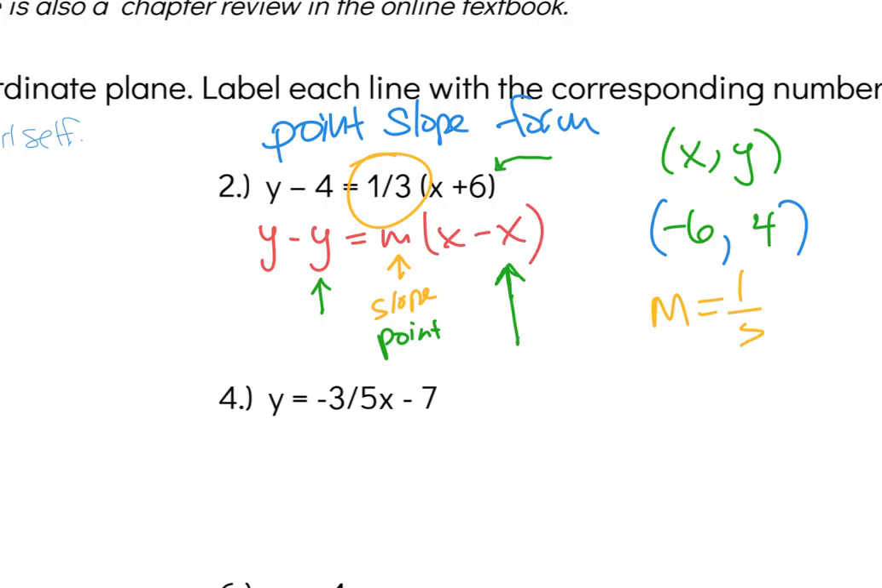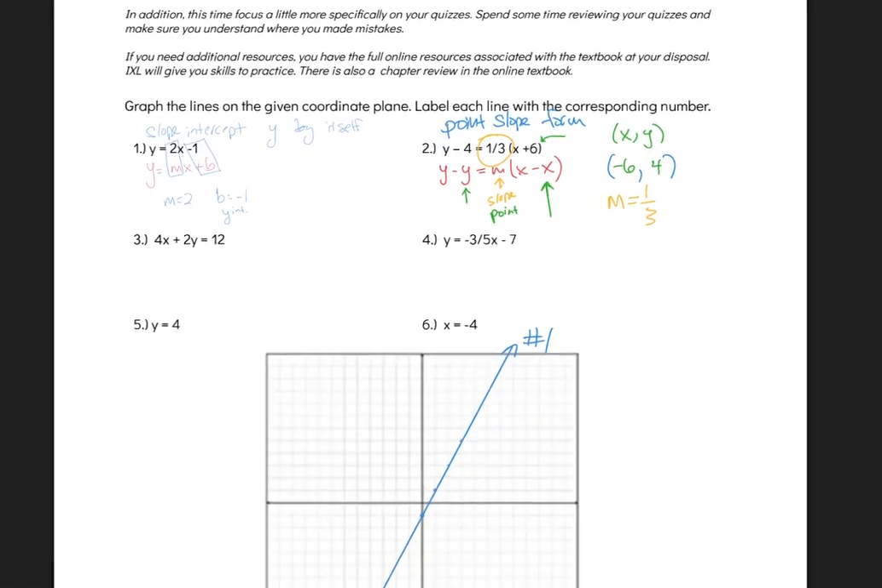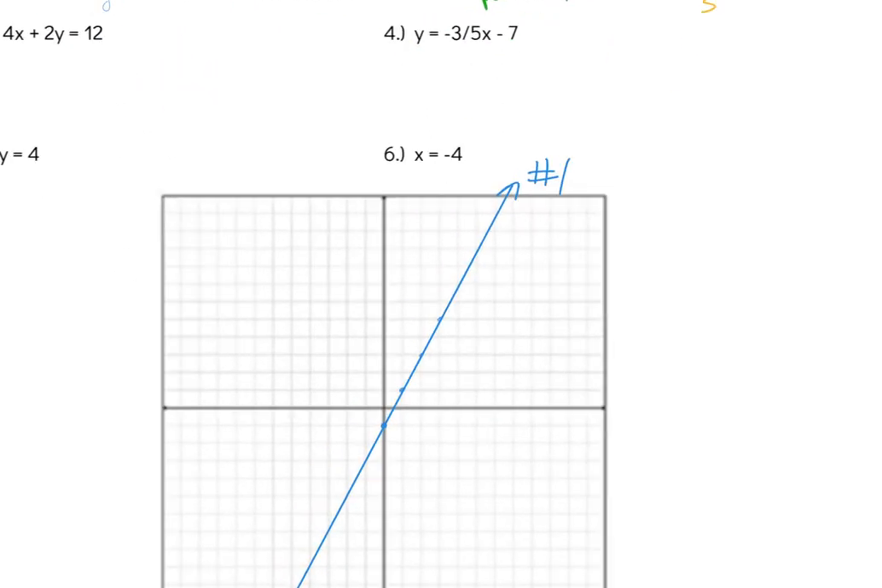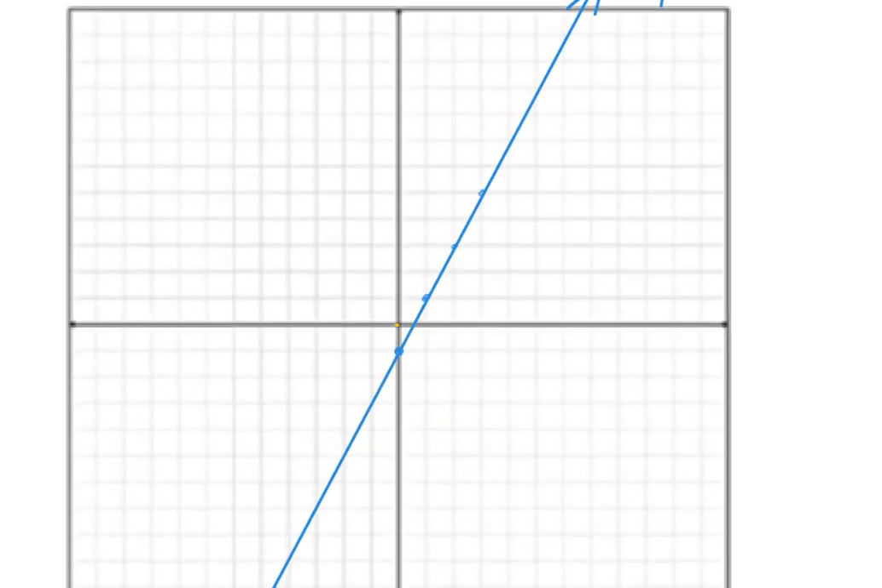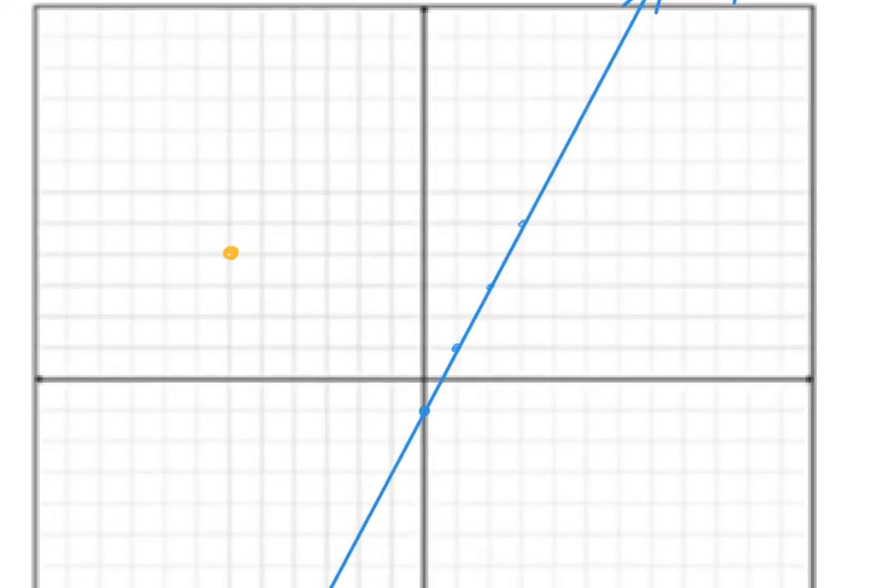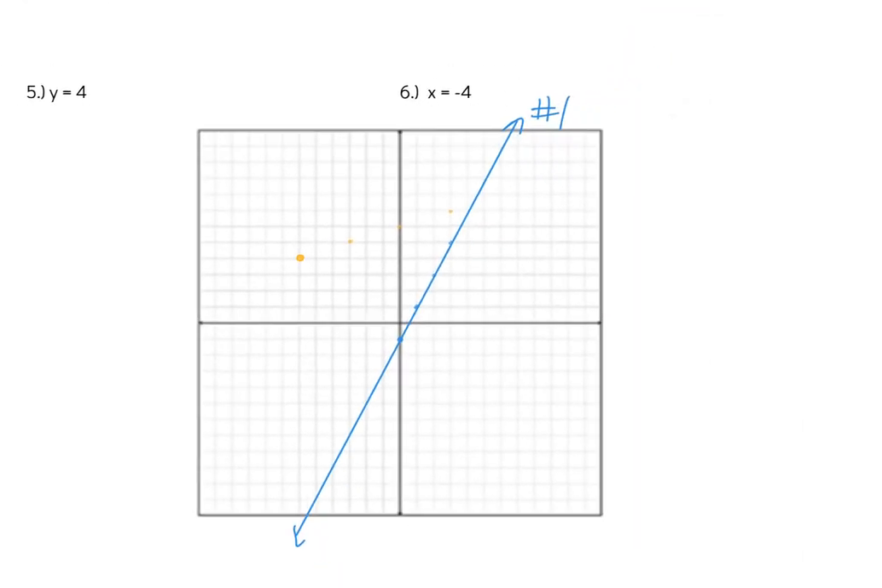Our slope is 1/3. So we're gonna do this one in yellow, why not? So our point is -6, 4. Start at the origin and go over 1, 2, 3, 4, 5, 6, and then up 1, 2, 3, 4. And now I'm going to erase all that because I want this to not look crazy. Then our slope is 1/3. We're going to go up 1 over 3, and you can do that as many times as you want. And there we will have our line.